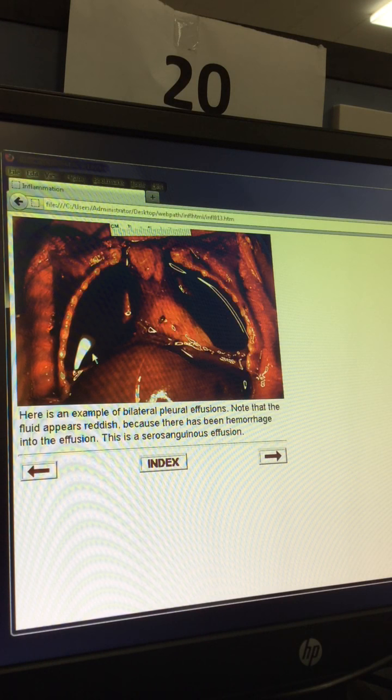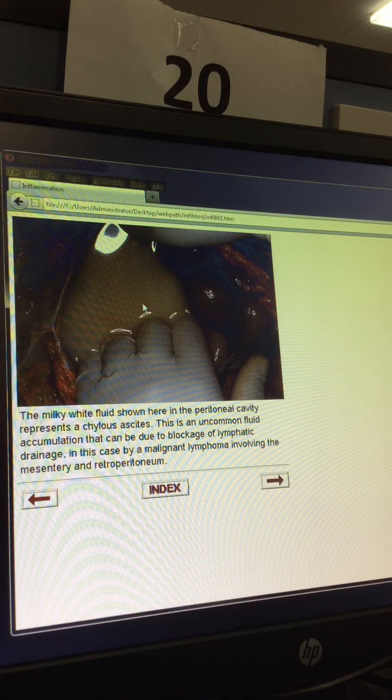This one, as we can see, it's red. So it's containing hemorrhage or blood. So it is serosanguine effusion, which can be seen as a bilateral effusion. Here is purulent, or could be, this is the peritoneal cavity.